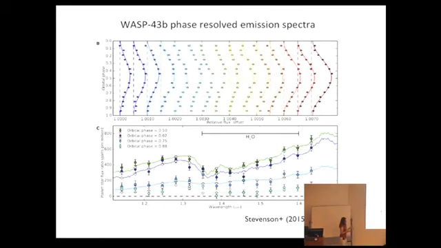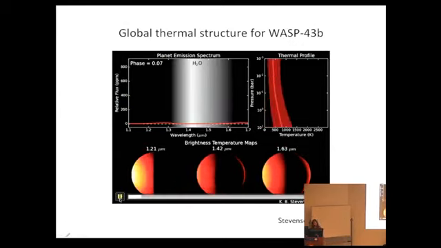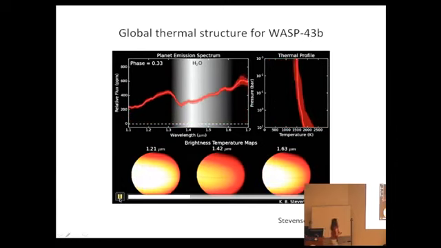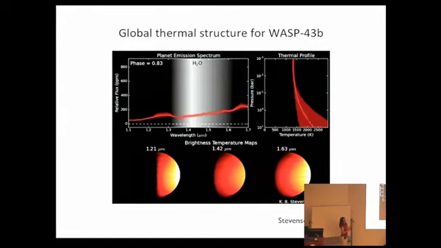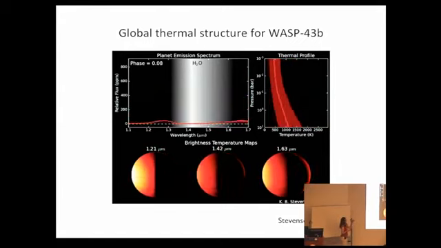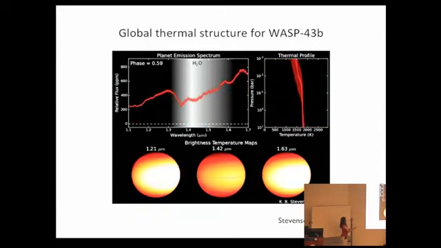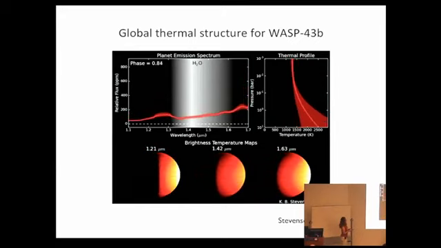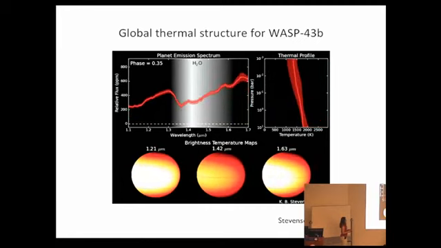The real advantage of this type of data set is that you can use it to constrain the planet's global thermal structure. And I have a movie to illustrate this here. And I should say this is all work done by Kevin Stevenson. So on the top panel, I'm showing a very much interpolated emission spectrum as a function of orbital phase. In the top right, I'm showing the TP profile that we retrieve from these data. And on the bottom, I'm showing some representative brightness temperature maps at 3 different wavelengths.